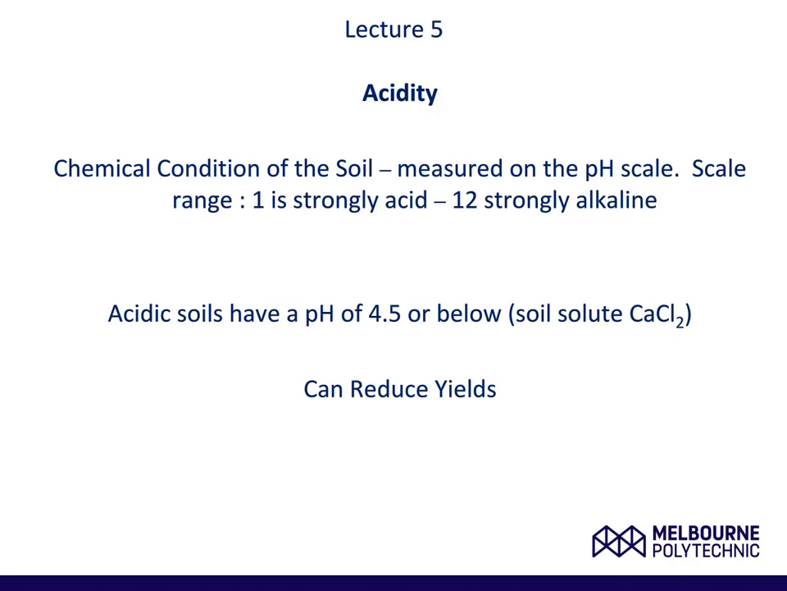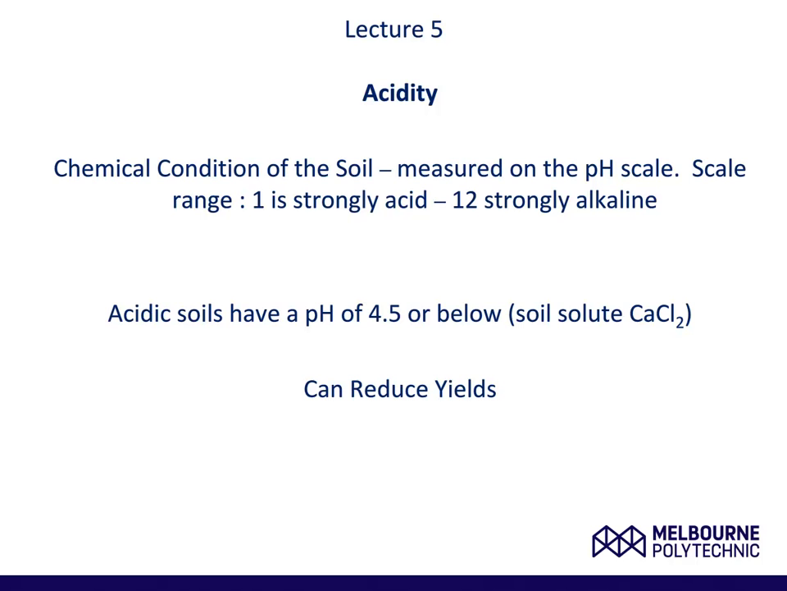Acidity is the chemical condition of the soil and is measured by the pH scale. The pH scale starts at 1. This low number represents a strongly acidic environment, and it ends at 12. The high number of 12 represents a strongly alkaline environment.